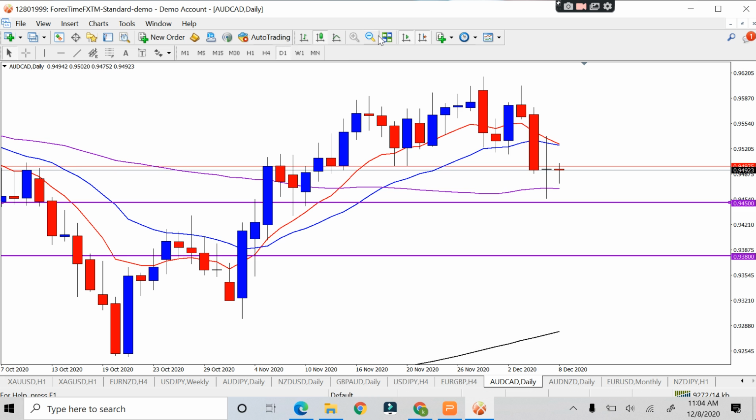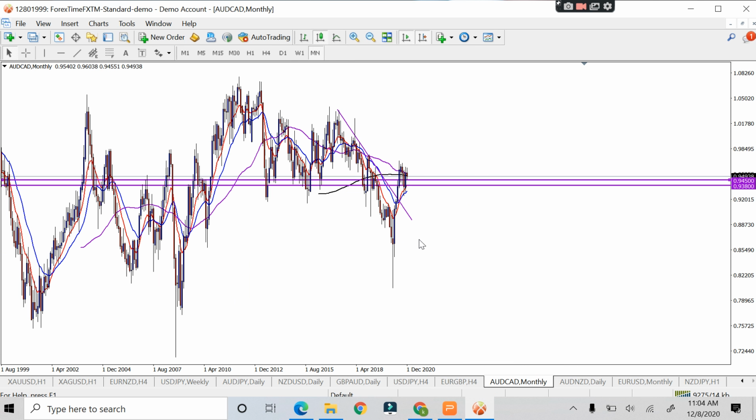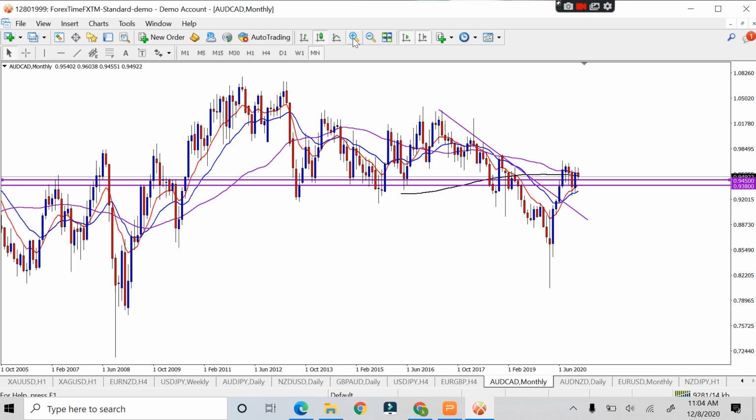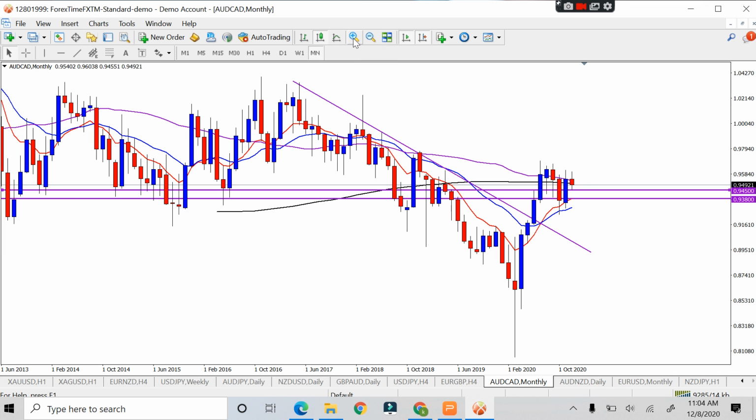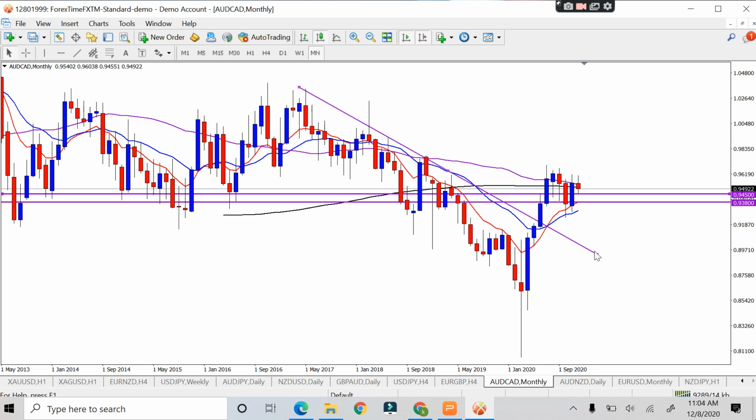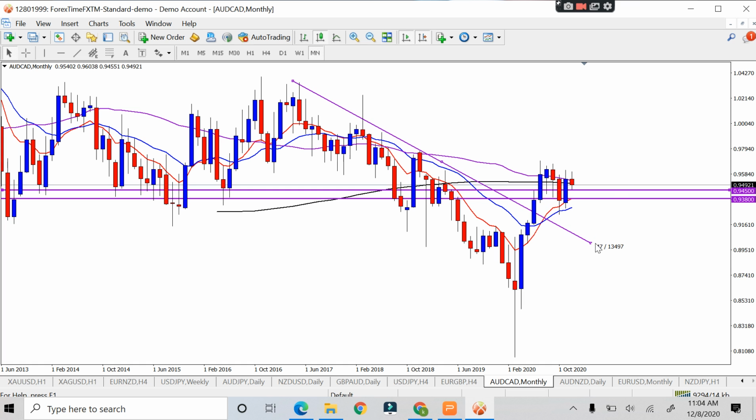Okay, AUD CAD, as usual, we're going to monthly. All right. I'm going to expand it a bit. It has been on a downward move. I think if this trend line is valid, it has broken out of that downward move. If the trend line is valid, okay, let me do something like this. If that's valid, you can see a retest and another upward move.